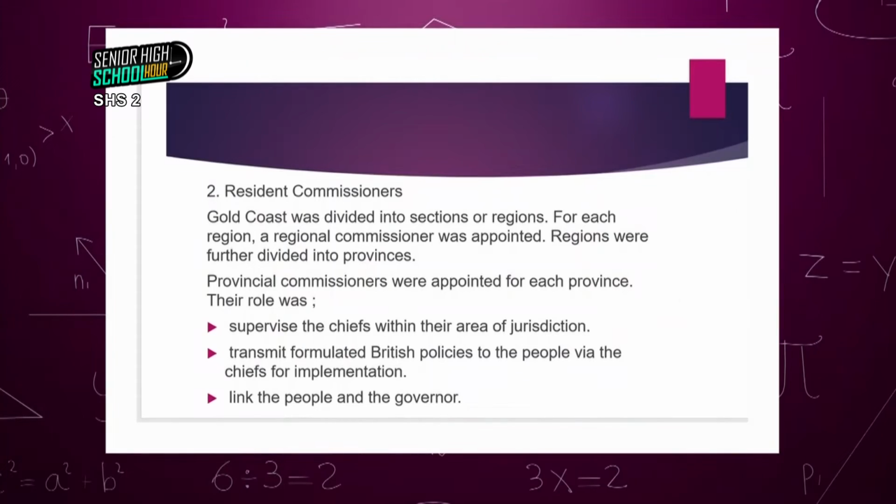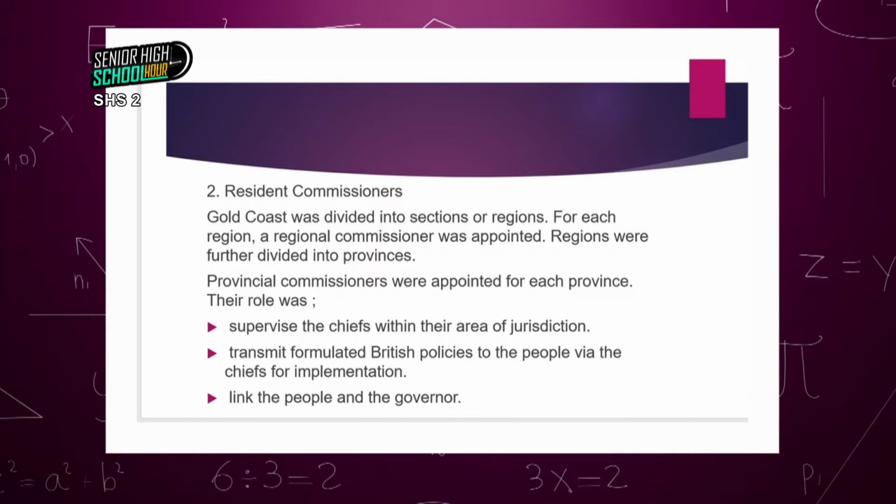Their role was to supervise the chiefs within their area of jurisdiction. So if there was a native authority within the jurisdiction of either the regional or the provincial commissioner, he supervised what they did with regards to policies that were going to be administered, as well as the maintenance of law and order. They also transmitted formulated British policies to the people via the chiefs for implementation.